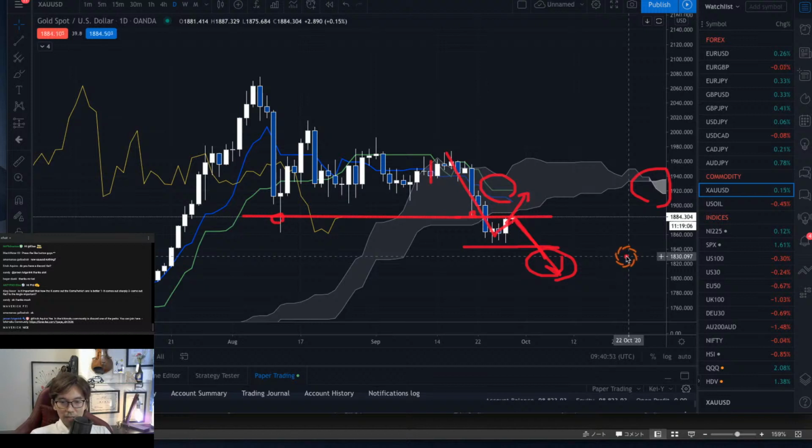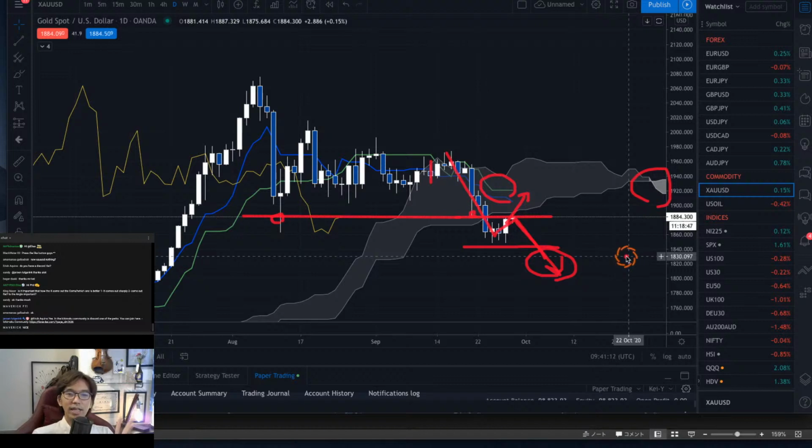It is important how the Kijun Sen comes out from the Kumo. Kijun Sen to Kumo is important, but a more important thing is the Kijun Sen angle by itself, and Kijun Sen to Tenkan Sen is more important than Kijun Sen break of the Kumo.